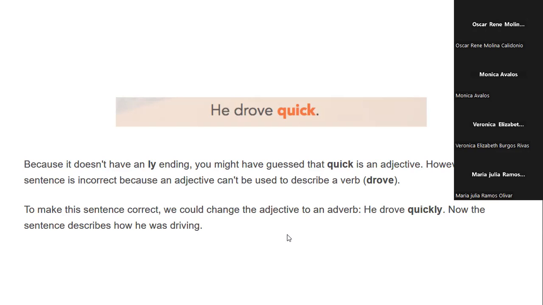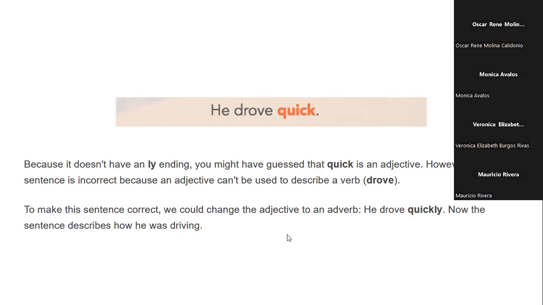He drove quick, because it doesn't have an L-Y ending. You might have guessed that quick is an adjective. However, this sentence is incorrect because an adjective can't be used to describe a verb. To make this sentence correct, we could change the adjective to an adverb. He drove quickly. Now the sentence describes how he was driving.